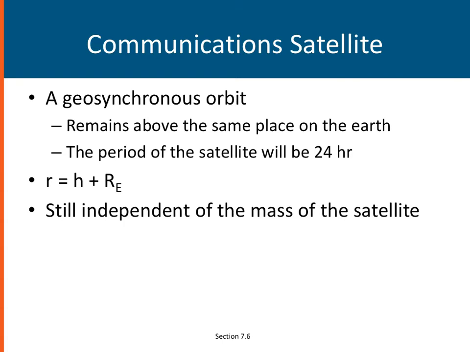So a geosynchronous orbit, this is just talking about satellites. Geosynchronous orbit means that the satellite or the object will remain in the same place on the Earth. So basically it's going to watch one spot, or it's going to be located above one spot on the Earth. So it will have the same period as the Earth. And then we say that the radius of the satellite would basically be the height of the satellite above the Earth's surface plus the radius of the Earth. So don't forget, we're talking about from the center of the Earth, so we have to include the radius of the Earth when we look at the radius of a satellite.